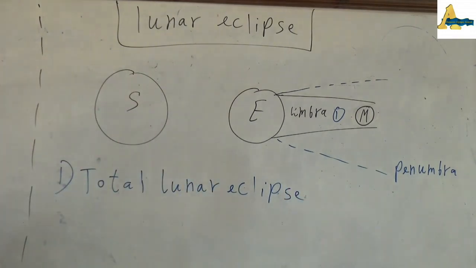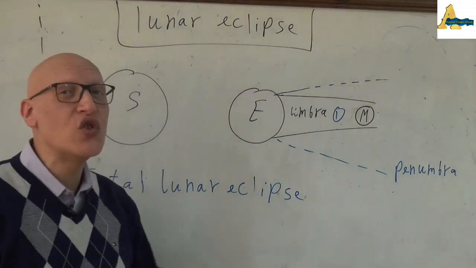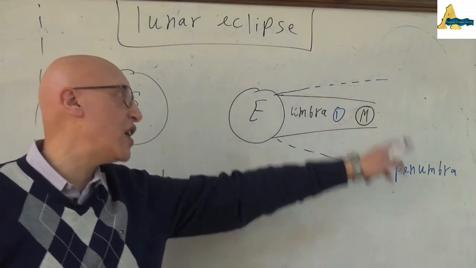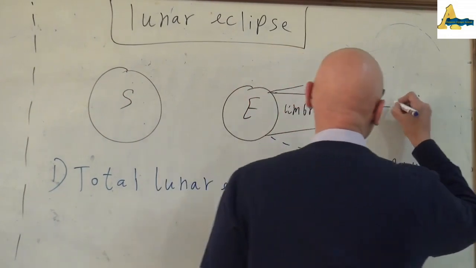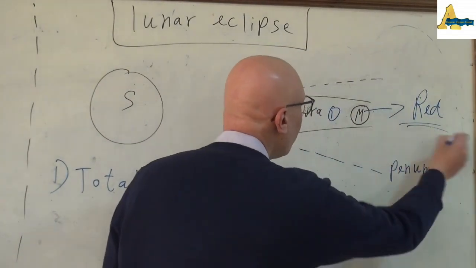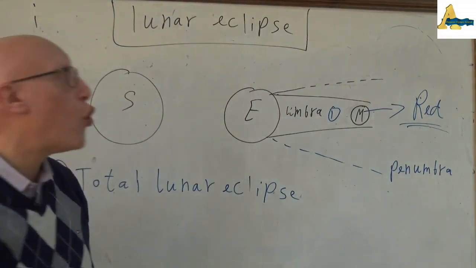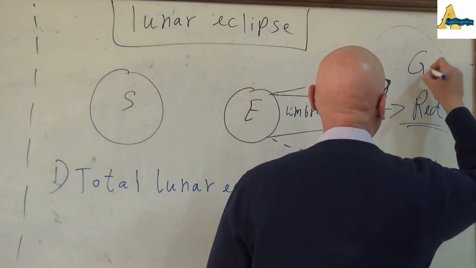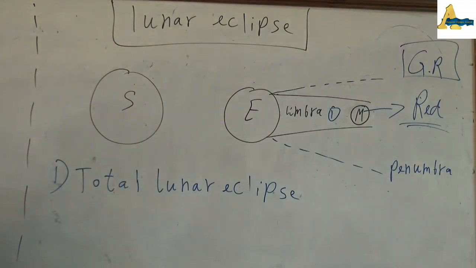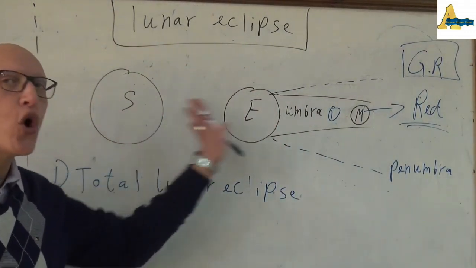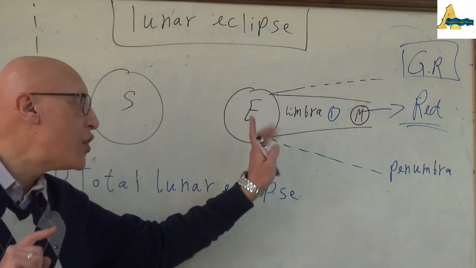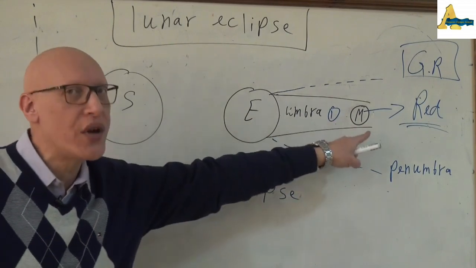During the total lunar eclipse, the moon seems to be red in color. And this is an important reason. The moon during the total lunar eclipse seems to be red in color. Why does it seem to be red in color? Because the earth is going to absorb all the sunlight and reflect only the infrared rays on the moon.